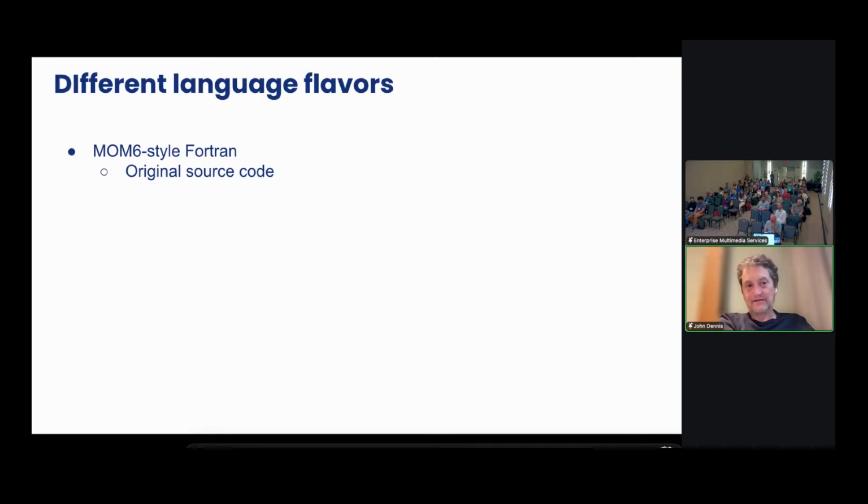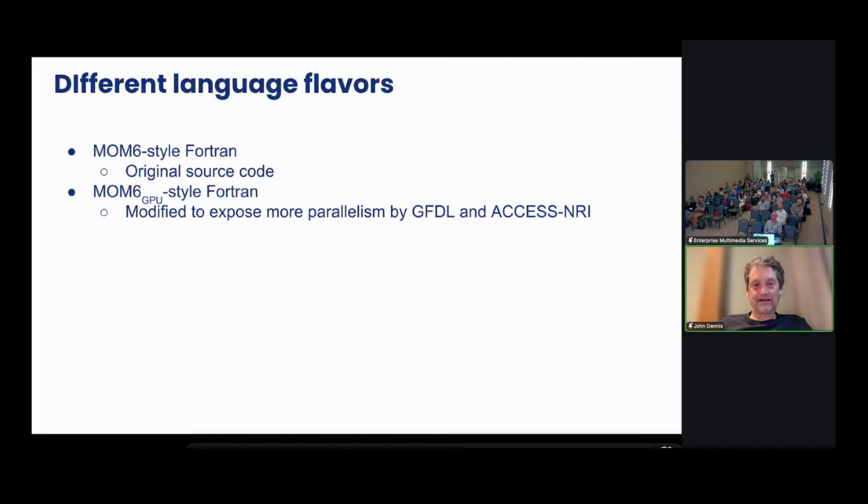So you have the original MOM6 style, and this is what you've been programming in for as long as you've been working in MOM6. There's the GPU style MOM6 Fortran. And this is the work that ACCESS-NRI and GFDL have been working on. And it will eventually be present in the broader MOM6 code base. It's not there yet.